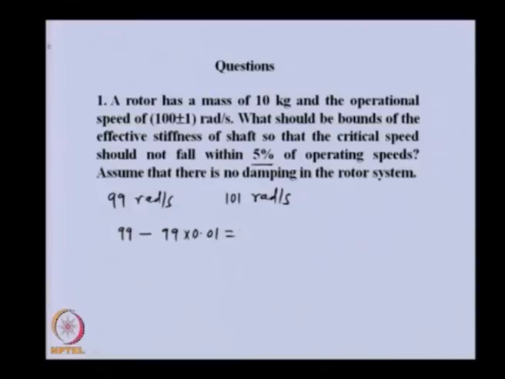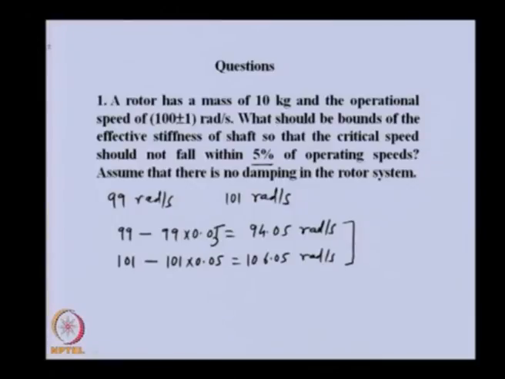which will give us 94.05 radians per second. The upper limit, that is 101, with 5% margin, we are giving this as 106.05 radians per second. So, the critical speed should not fall within this range.